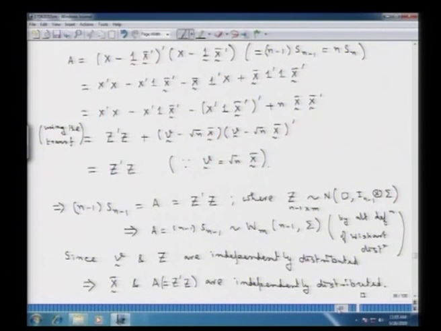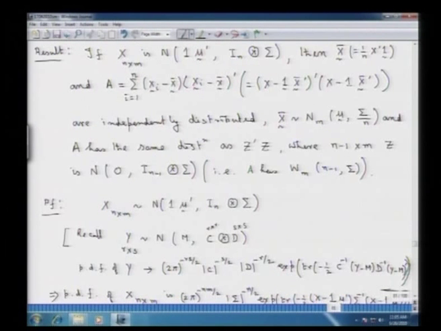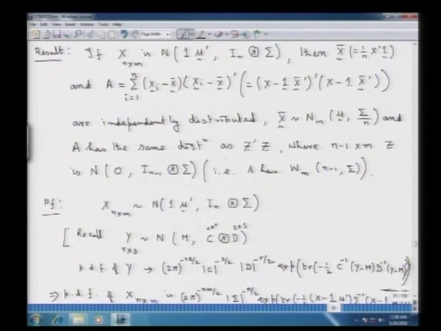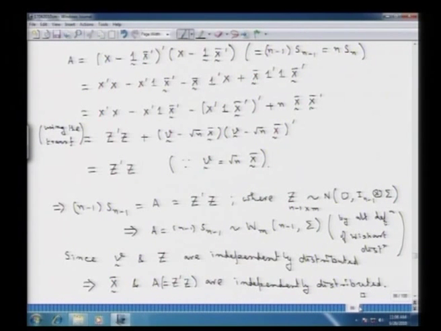Let us once again look back at the result stated. We had to prove that x bar and A, the constant multiple of the sample variance covariance matrix, are independently distributed. So, we have proved this. We have proved that x bar has a multivariate normal distribution, mu, sigma by n. We have also proved that A has the same distribution as that of Z prime Z, where Z is the random matrix having a matrix normal distribution, 0, I n minus 1 Kronecker product sigma. That is, in other words, it has a Wishart distribution on m, n minus 1 degrees of freedom.